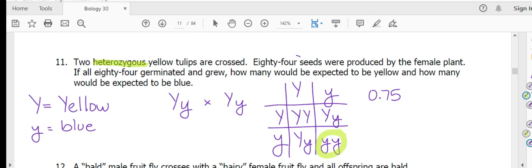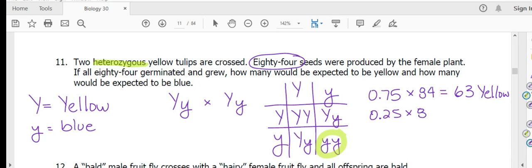Now we're using this number 84 to figure out how many of those seeds are going to be yellow. So 0.75 times the total number of seeds gives us how many yellow seeds there are. Well, yellow plants. Okay, so there's going to be 63 yellow. We do the same for our blue, which is 0.25. Multiply that by 84 to get 21 are going to be blue.